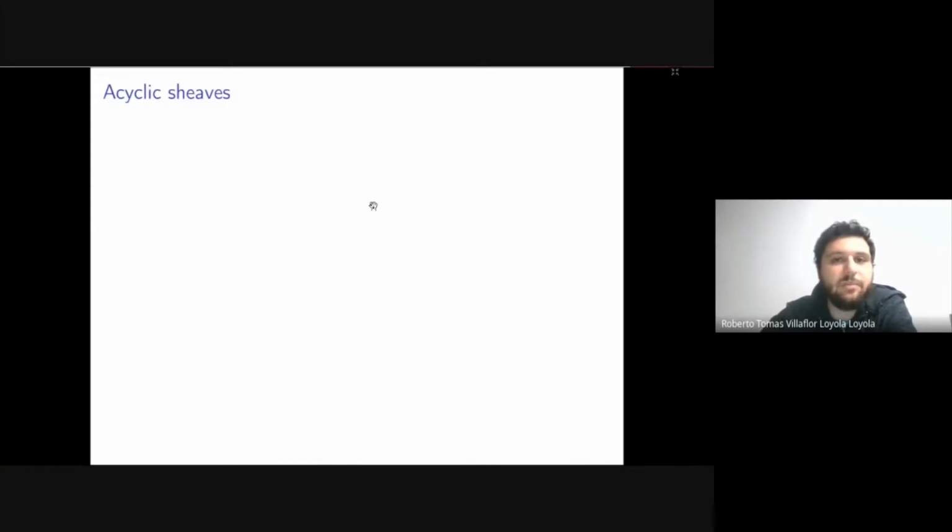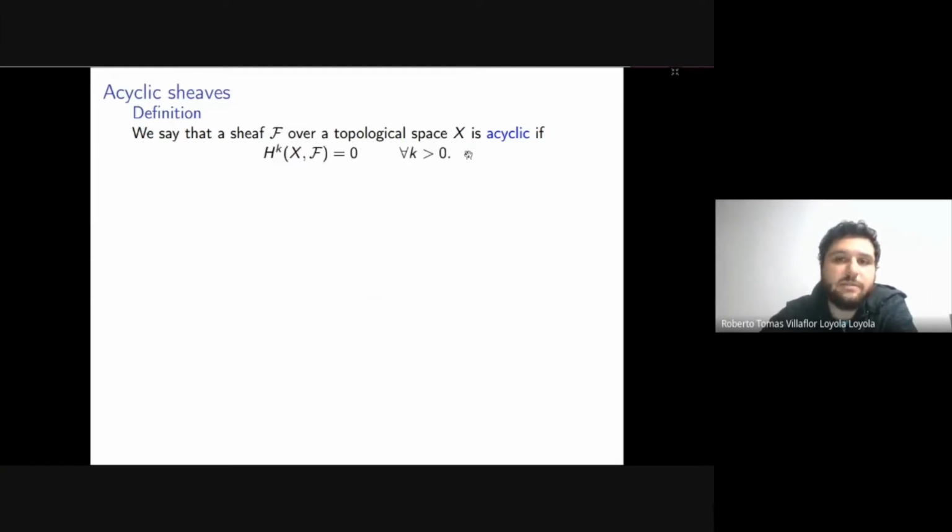Since we are interested in computing sheaf cohomology groups by using Čech cohomology groups, we need to understand first some preliminary concept, which is called the concept of acyclic sheaves. We define an acyclic sheaf as follows. We say that a sheaf F over a topological space X is acyclic if all the higher cohomology groups are 0, right? So possibly the only one which can be non-zero is the global sections, the H0.